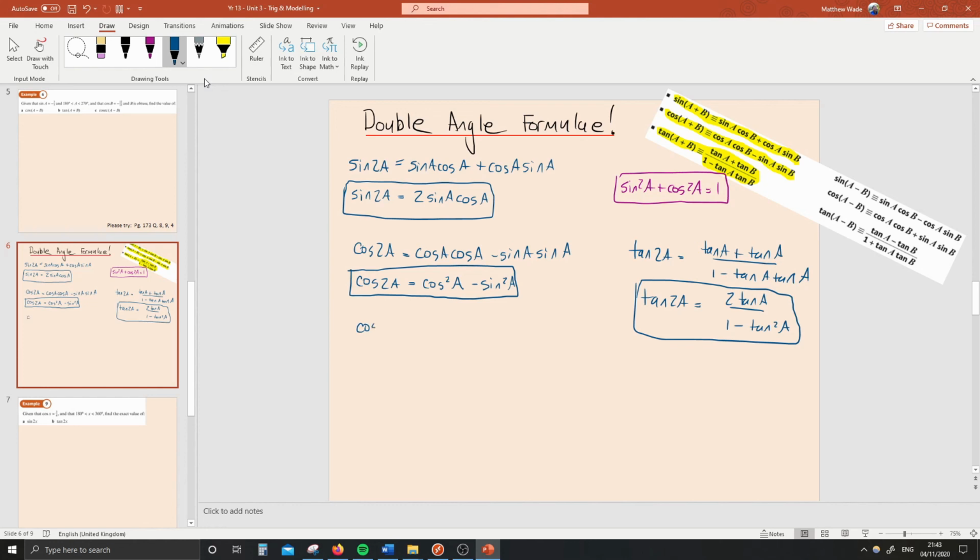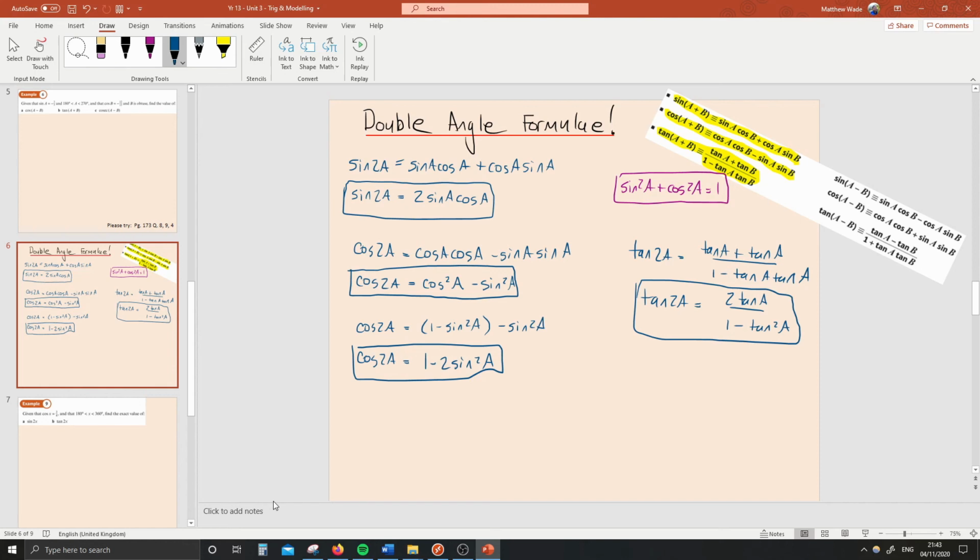So cos 2a also could equal something else. If I get rid of this cos squared, I can swap that out for 1 take sine squared. Cool? Because of that Pythagorean identity I just did in purple up there. Take sine squared a. Cool. Which means cos of 2a is also equal to 1 take 2 sine squared a. Now that is used all the time. That and the one I'm about to do now are the two most important double angle formulas.